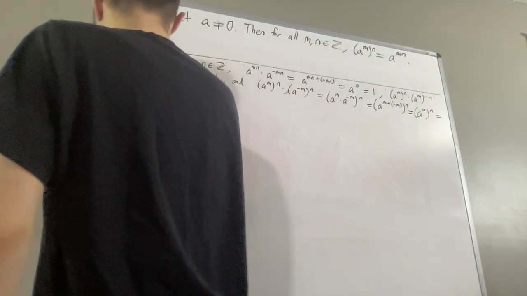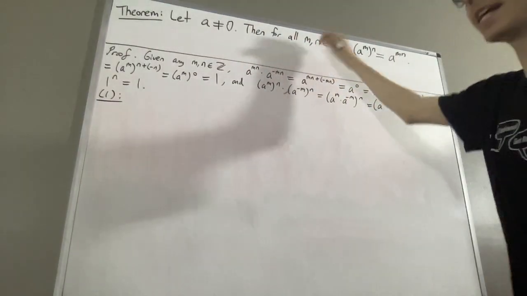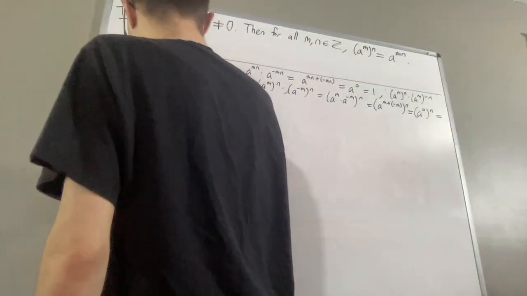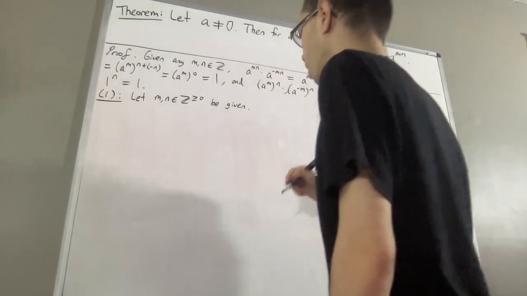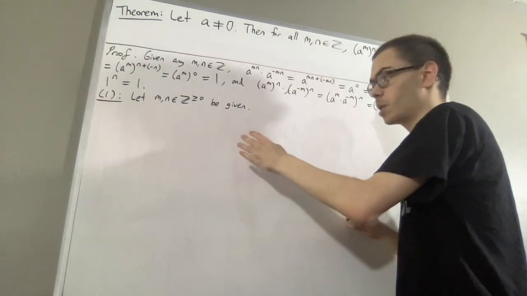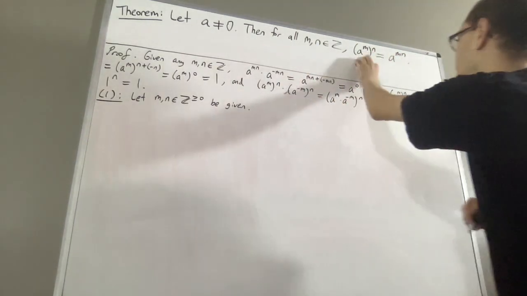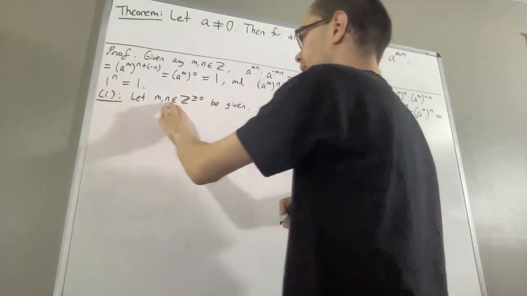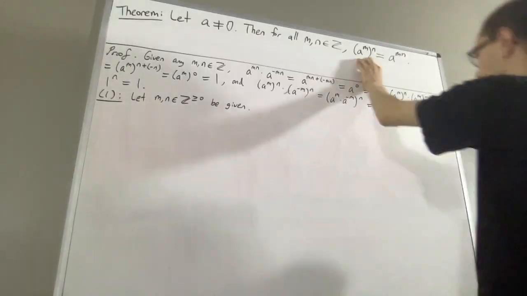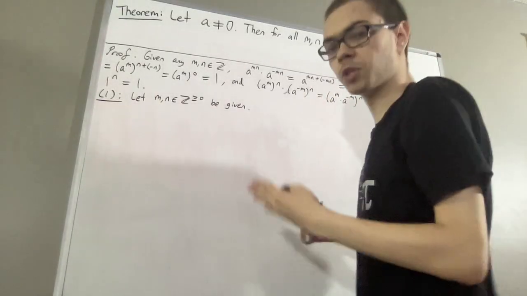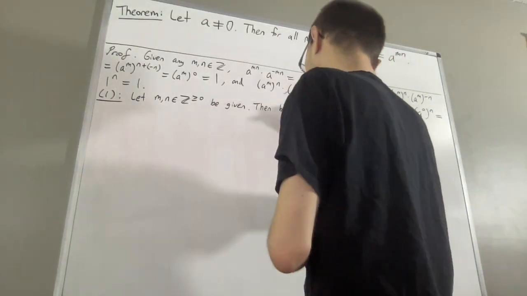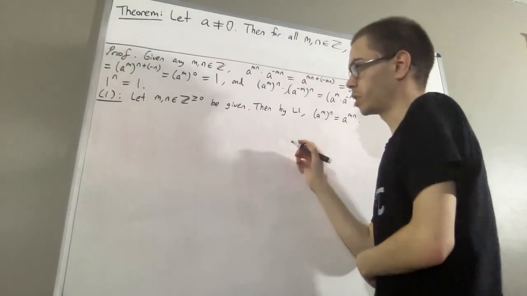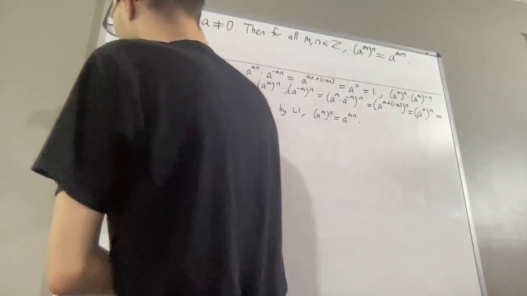Let's start with our first combination. We will let m and n be arbitrary non-negative integers. Well then, by our first preliminary result, we immediately have this equality. Since a is a real number, and m and n are non-negative integers, this equality holds automatically by our first preliminary result. So now let's move on to our second combination.